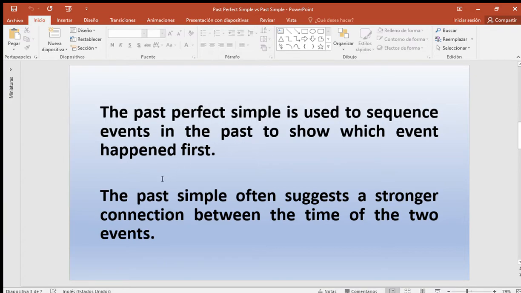The past simple often suggests a stronger connection between the time of the two events.